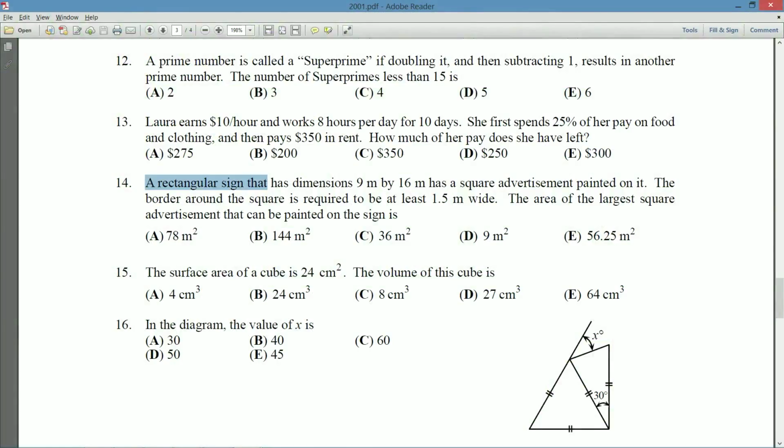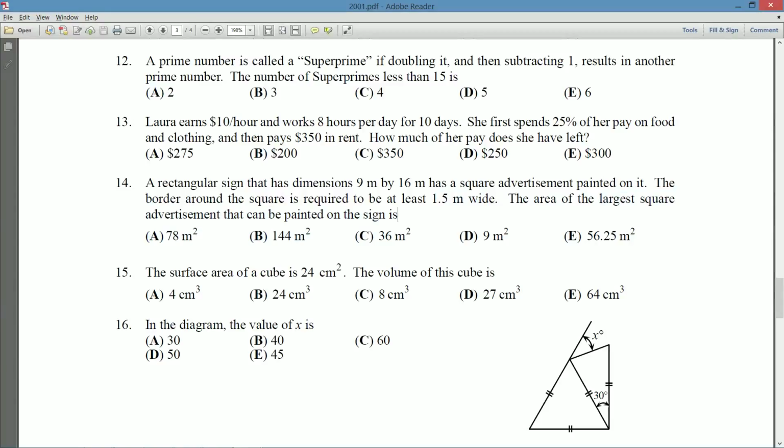A rectangular sign has dimensions 9 meters by 16 meters and has a square advertisement placed on it. The border around the square is required to be at least 1.5 meters wide. The area of the largest square advertisement that can be painted on the sign is... Okay. So we're given our options there.